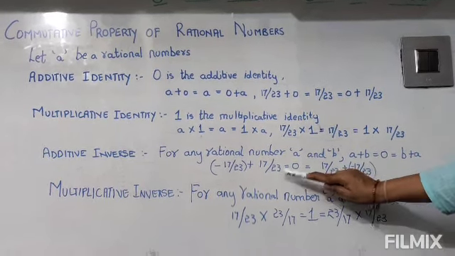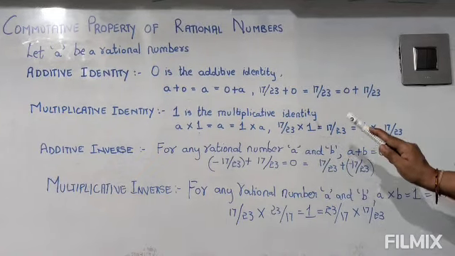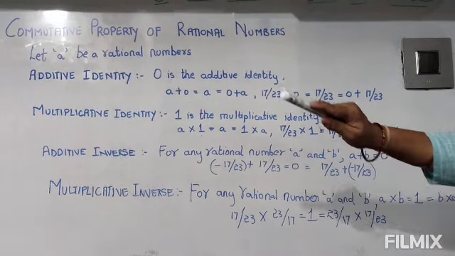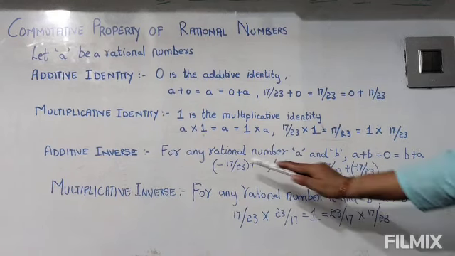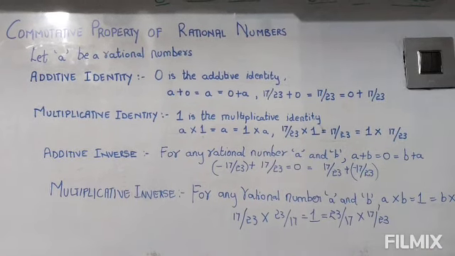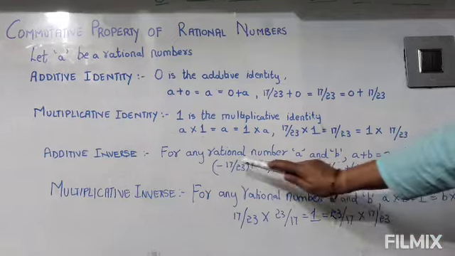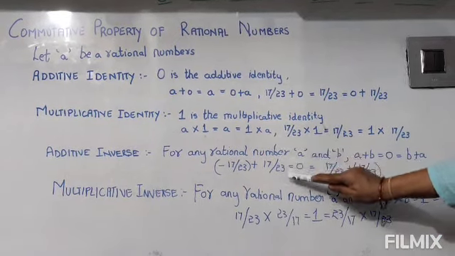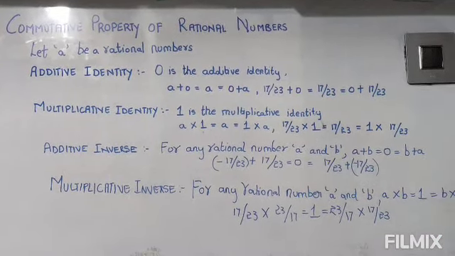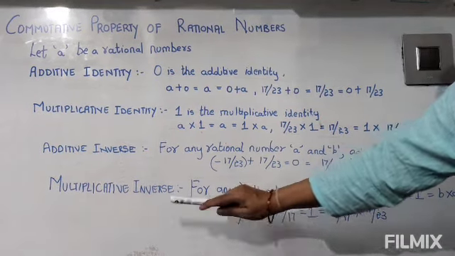They might ask you a question: what is the additive inverse of plus 17 by 23? You should answer as minus 17 by 23. If they ask you what is the additive inverse of minus 17 by 23, you should answer as plus 17 by 23. Okay, next, multiplicative inverse.